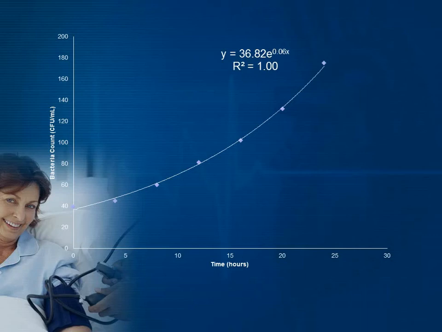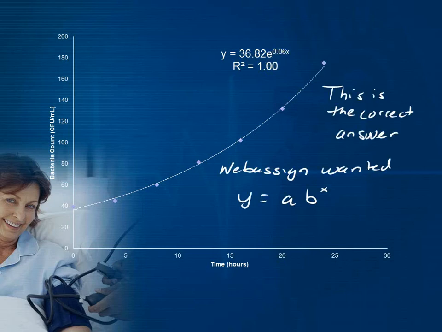What they were doing is on Excel, they were using e to the 0.06 as their b. So you would have to actually transfer. This is the correct answer; someone actually typed that into Webassign and it took it. So apparently you were able to just type it directly in. However, Webassign said they wanted it in the form of y equals a times b to the x.